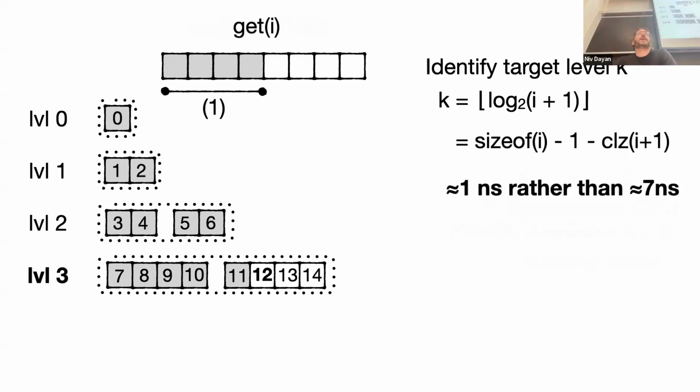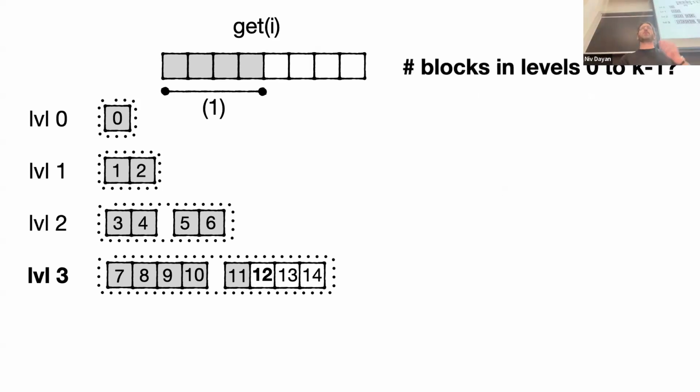Okay, and we tested this. Young Min, our student over there at the back, actually benchmarked both of these functions and found that this function will take you something like 1 nanosecond as opposed to something like 7 nanoseconds. All right, so this is a significant difference if you care about high throughput. Okay, so that's the first step.